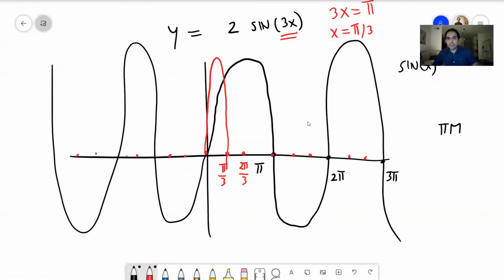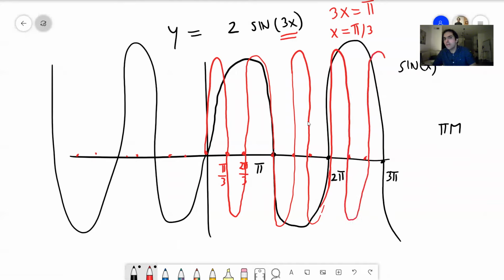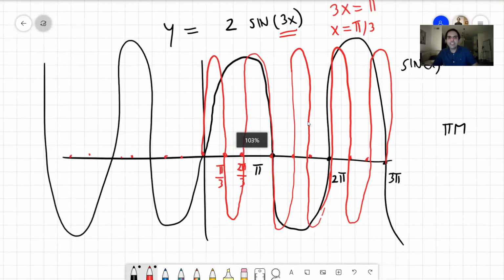So it goes down and then goes up at 2 pi over 3, and then it goes down, and then again goes up. So you see how it compresses it? Before, every wave was at pi. Now every wave is like at pi over 3. Okay, so kind of like this, and then just do it again.